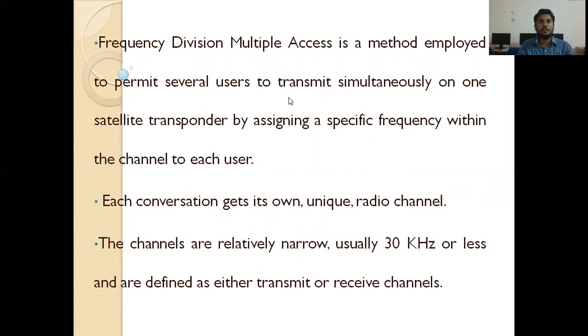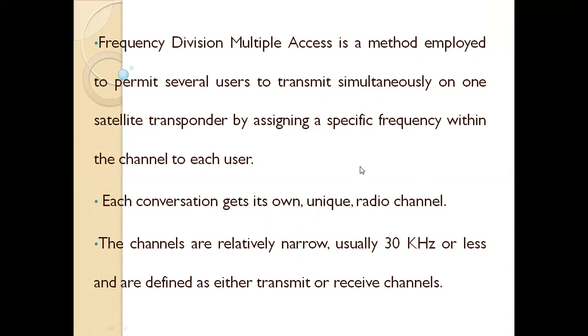In FDMA, multiple users can transmit simultaneously on one satellite transponder by assigning a specific frequency within the channel to each user. But in TDMA, only one user can access at a time. The time period plays the major role in TDMA, but the frequency plays the major role in FDMA.